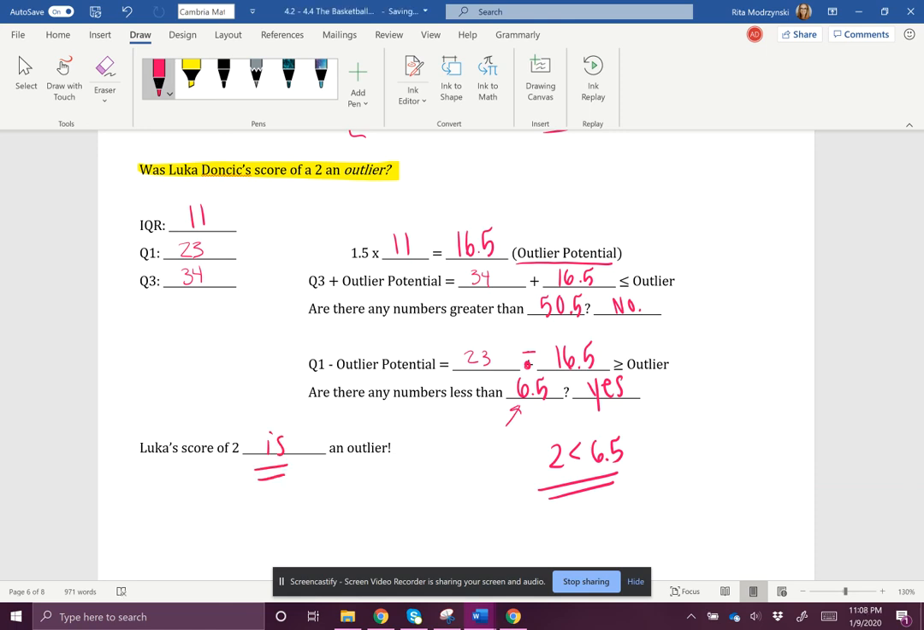So again, just to recap, whenever you're finding outliers, you first find your outlier potential. You add that potential to Q3. You subtract that potential from Q1, and any number that's greater or less than that sum or that difference is considered an outlier.